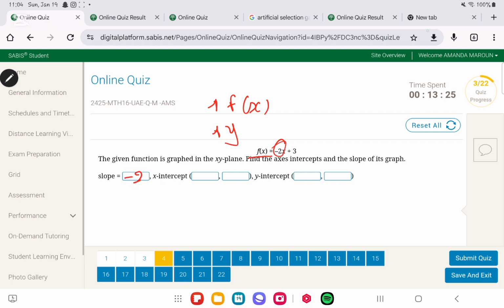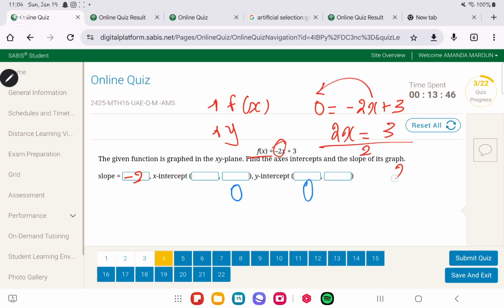The x-intercept means that y is equal to 0, whereas the y-intercept means that x is equal to 0. So let us find the x-intercept. If we put 0 instead of f(x), which is y, then 0 is equal to minus 2x plus 3. Move this one to the other side, you get 2x is equal to 3. Divide both sides by 2, x is equal to 1.5. So the x-intercept is 1.5.